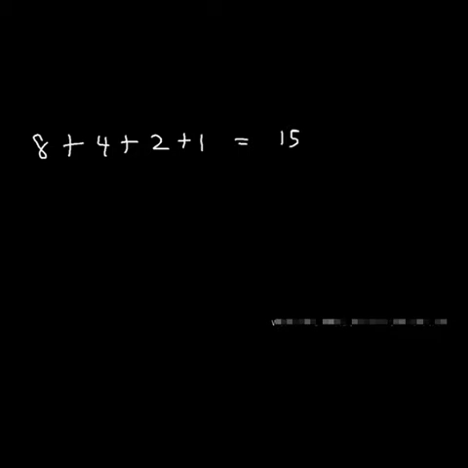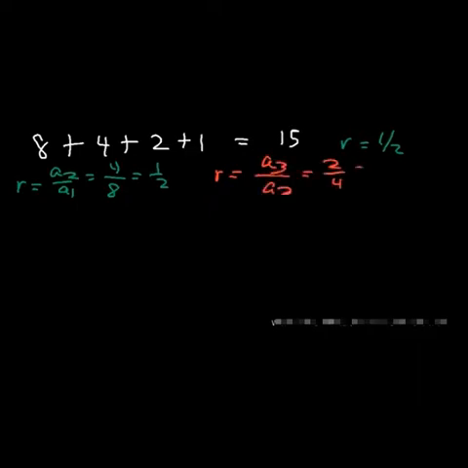Notice that the common ratio is 1/2. To find the common ratio, take the second term divided by the first term. So 4 over 8 is 1/2. And just to confirm that it is a common ratio, take the third term and divide it by the second term. So 2 over 4 is also 1/2. So this is a geometric sequence.